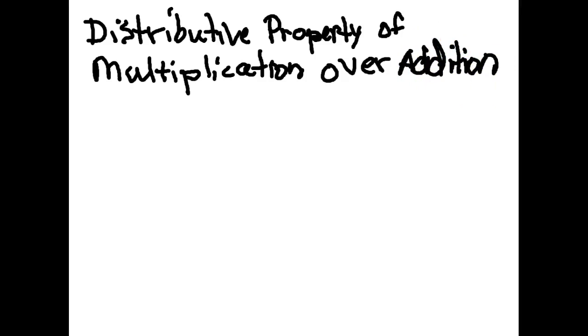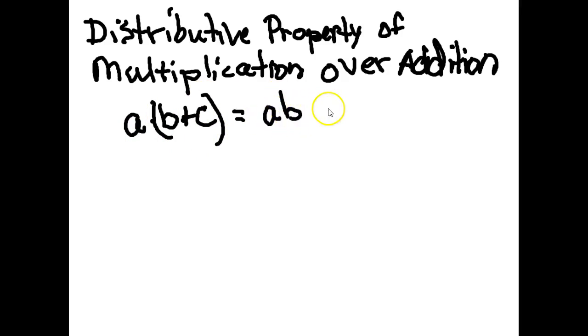Alright, so our distributive property of multiplication over addition, here I could have my A times, let's do this, A times B plus C. This is going to be the same as if I said AB plus AC, because my A is being distributed both to my B and to my C. So that's how I get this piece.